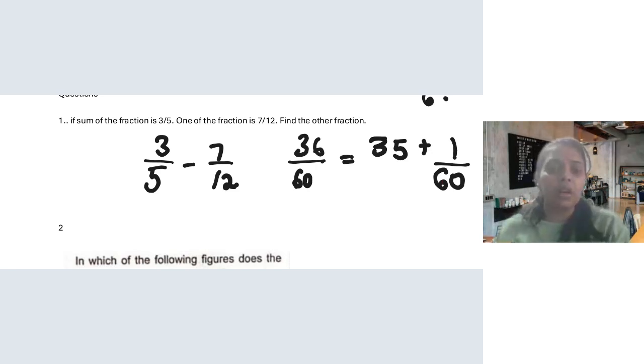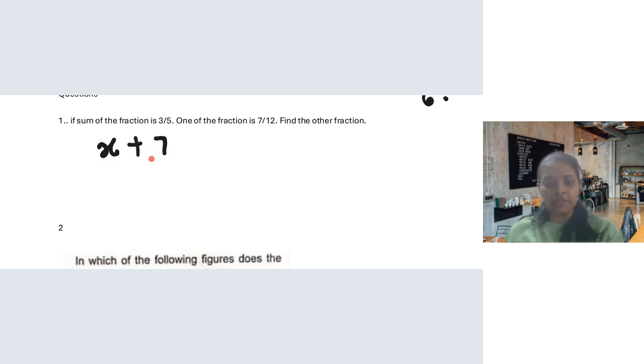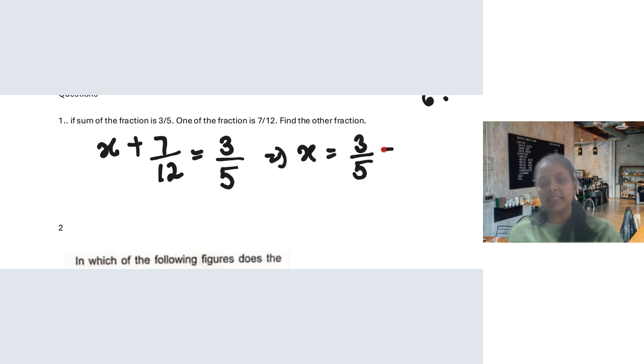You made the equation like this. Okay, what did you take the other fraction as? X? Yes. So this is what I have. Right? This is the equation I have. And when I rearrange the equation, I'll get this.